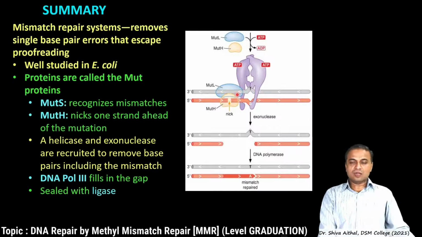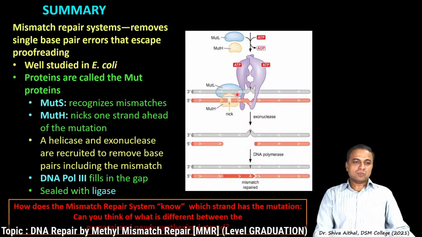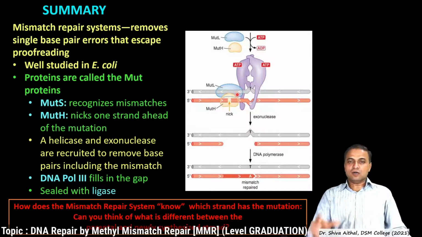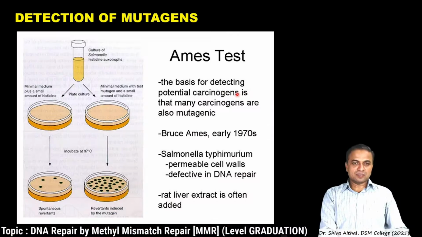So that's all for now about the repair systems. The mismatch repair system knows there is a mutation on the basis of unmethylated DNA. Okay, you have to remember this thing.